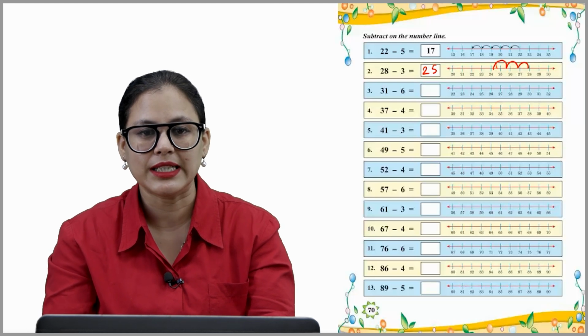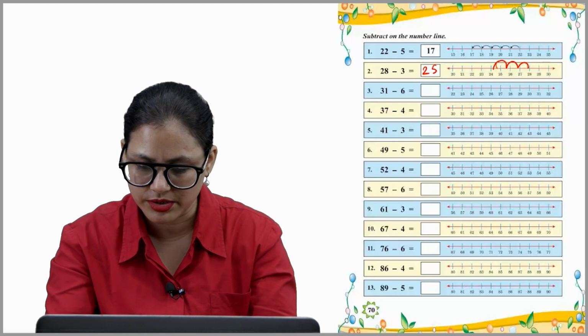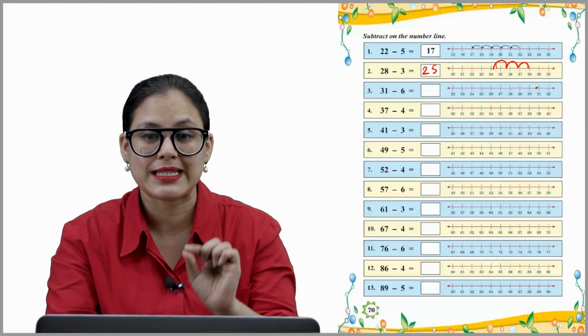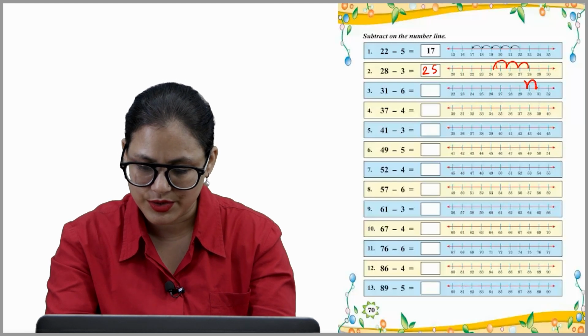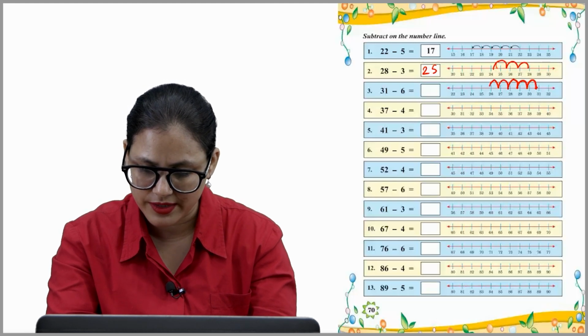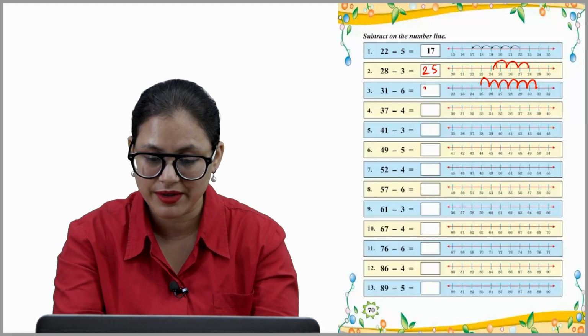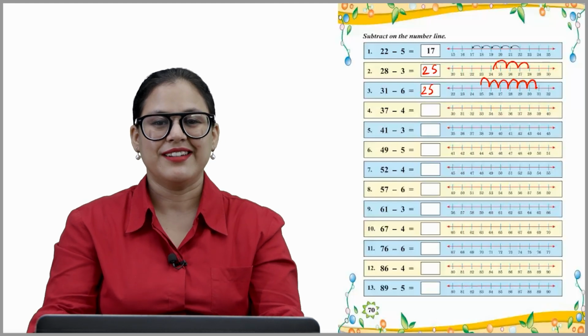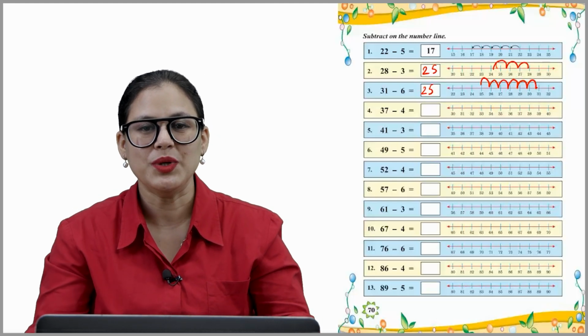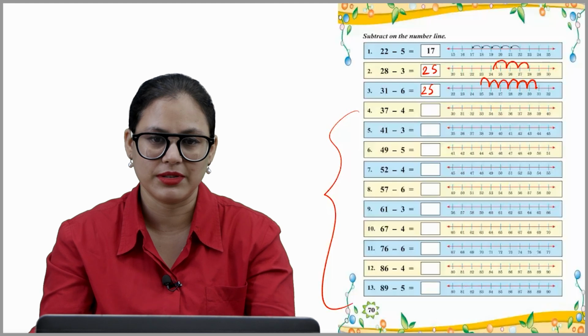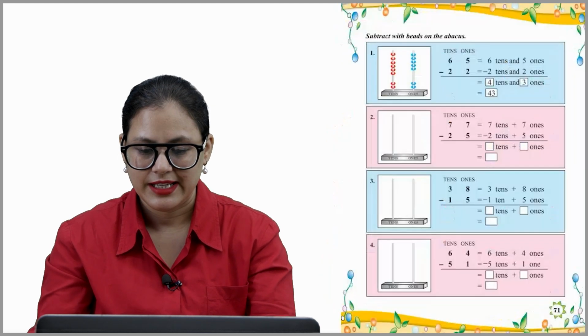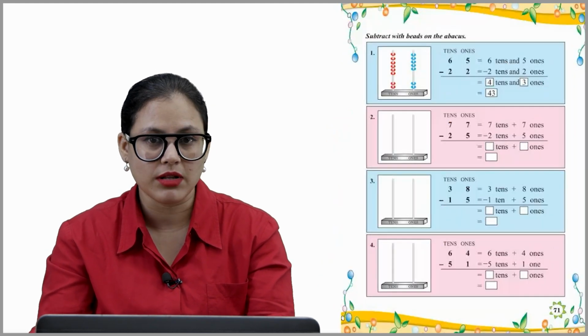Similarly, next one, 31 minus 6. We will start from 31 and make 6 small jumps. 1, 2, 3, 4, 5, 6. 25 is the answer. Right, students? Now you will do remaining parts similarly. Okay. Next, subtract with beads on the abacus.